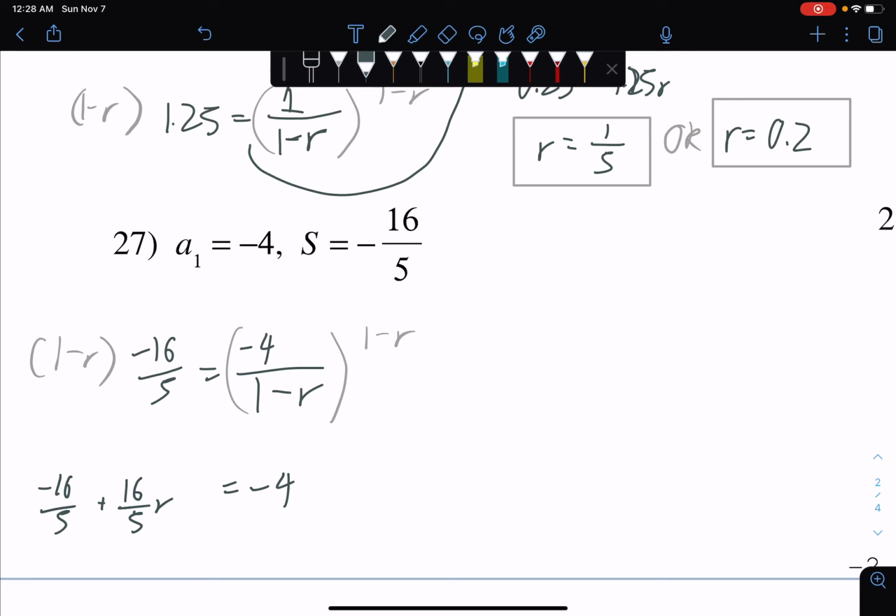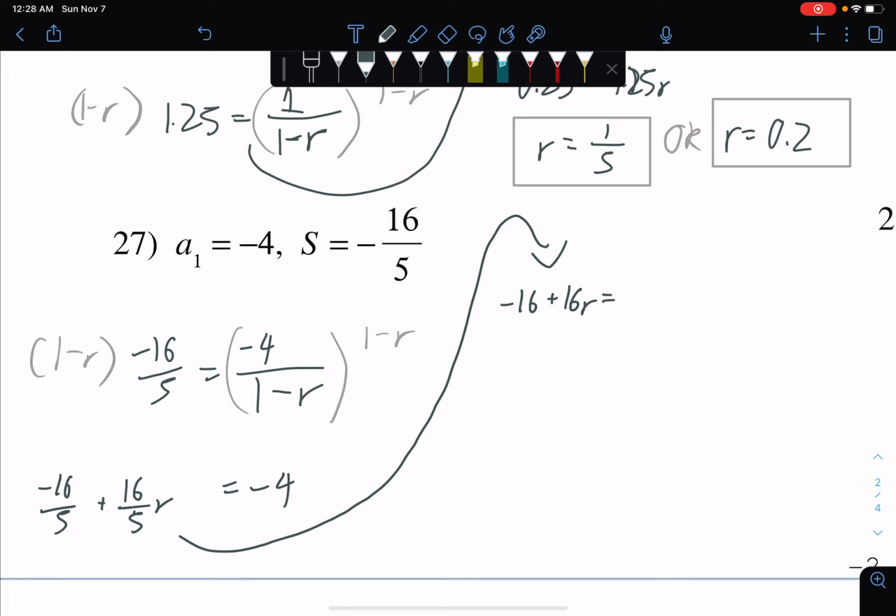So we'll remove it, multiply both sides by 5. It will be negative 16 plus 16r is equivalent to negative 20. 16r is equivalent to negative 4. Put this to the other side, negative 16 becomes positive 16. Positive 16 minus 20 is negative 4. So divide both sides by 16. R is equivalent to negative 1 over 4. That's how we get our common ratio.